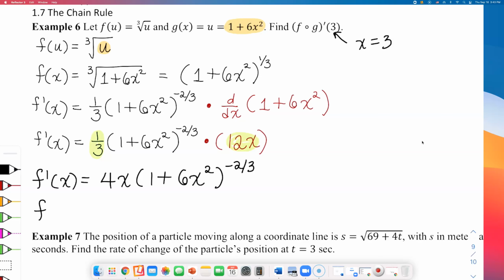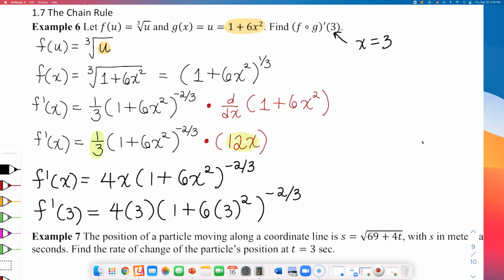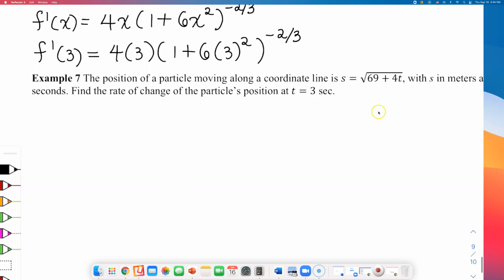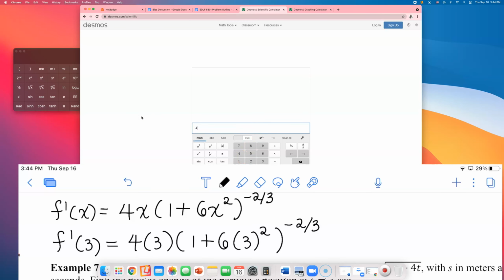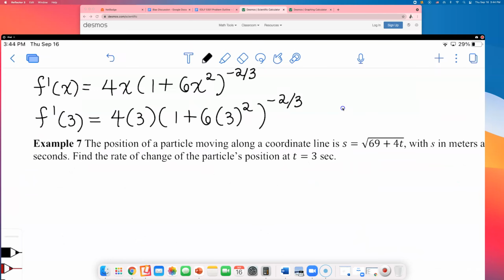So f prime of 3 is 4 times 3 times 1 plus 6 times 3 squared raised to the -2/3 power. I don't know if that's going to be a nice number to write down, but let me try to plug this into my scientific calculator first. If it doesn't come out to be a nice number, then we'll try to simplify this ourselves, by hand. Hey, that's not that nice. All right, how about we do this ourselves?